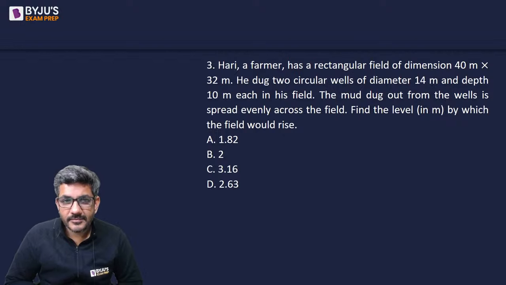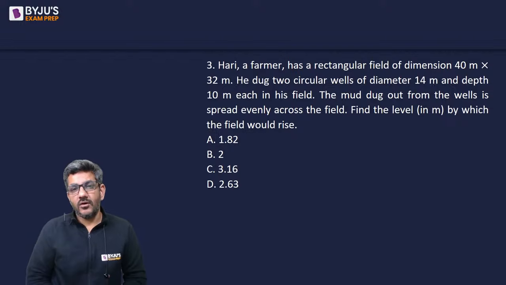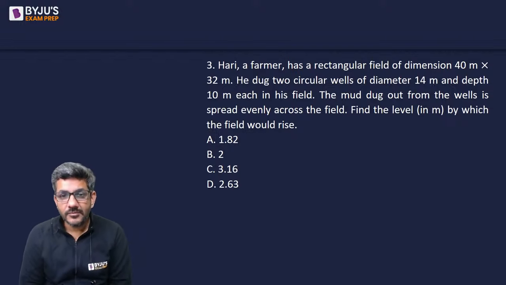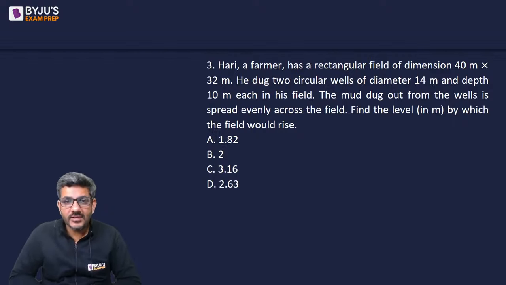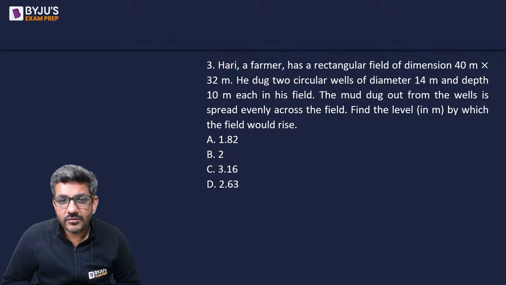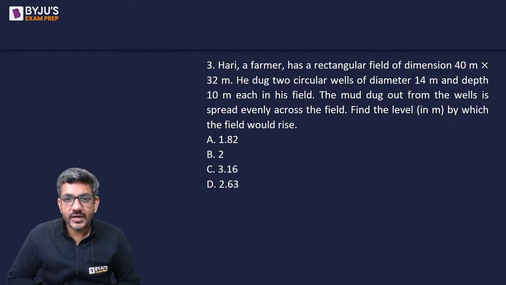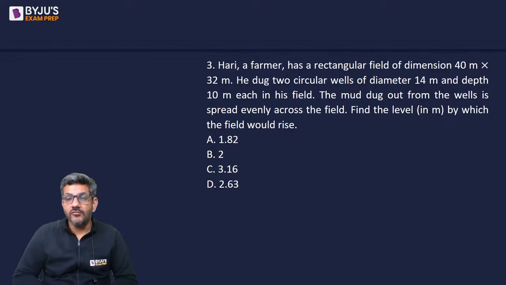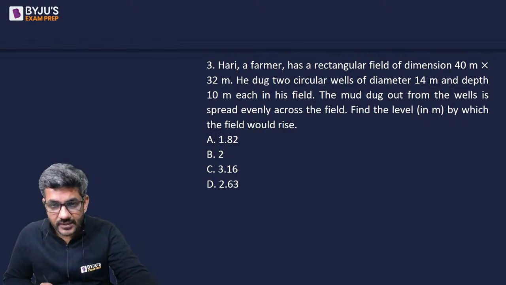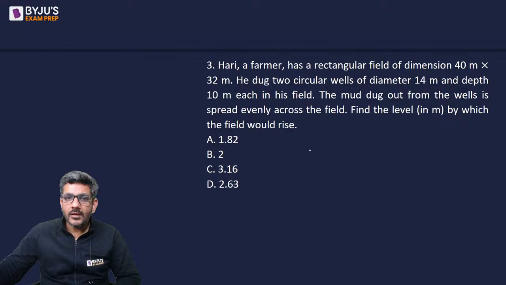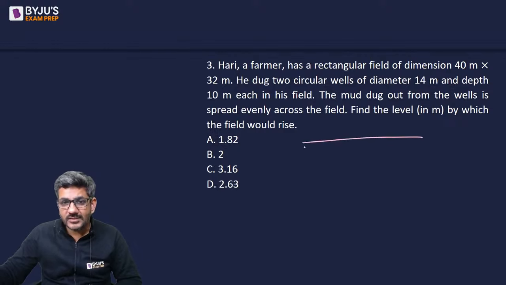Yes, anyone? Hari, a farmer, has a rectangular field of dimensions 40 by 32. He dug two circular wells of diameter 14 and depth 10. The mud dug out from the wells is spread evenly across the field. So find the level by which the field would rise. We haven't got any answer yet, so let's start solving this now. In the meantime, you can of course try to answer this.